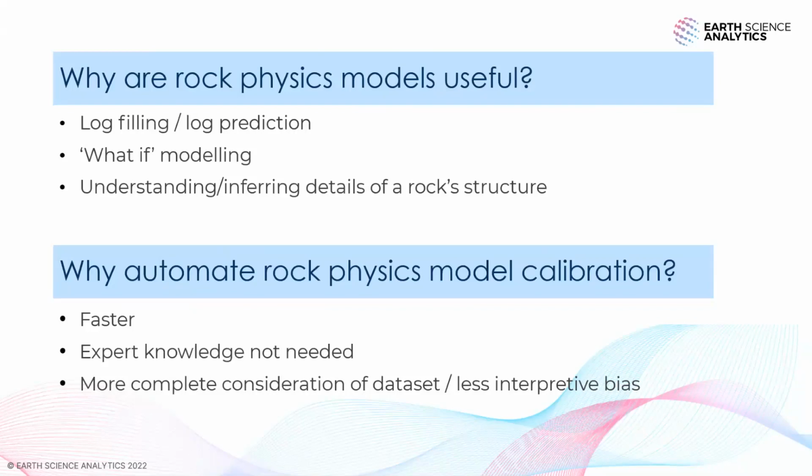And finally, a more complete consideration of the data set. So as you'll see in the following slides, when we fit a rock physics model, usually in the manual process, we isolate just a small subset of the data and fit to that because of the limits of humans interpreting data. However, when we use a computer to do this, we can consider the whole set of data and fit in a slightly different way, but one that considers everything in the data set and is less biased by interpretive considerations.